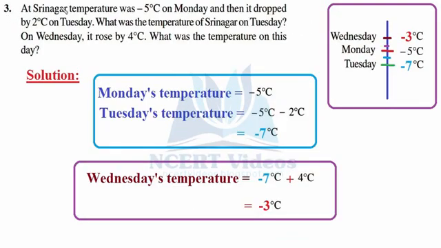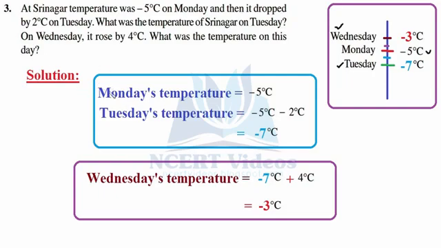Third, at Srinagar, the temperature was -5 degrees Celsius on Monday. As you can see here, on Monday we have depicted on this vertical line -5 degrees Celsius and then it dropped by 2 degrees Celsius on Tuesday. You can see here, a reduction of 2 degrees leads to -7 degrees Celsius. It means the temperature becomes colder. Now, what was the temperature of Srinagar on Tuesday? On Wednesday, it rose by 4 degrees Celsius. Now, what was the temperature on this day?